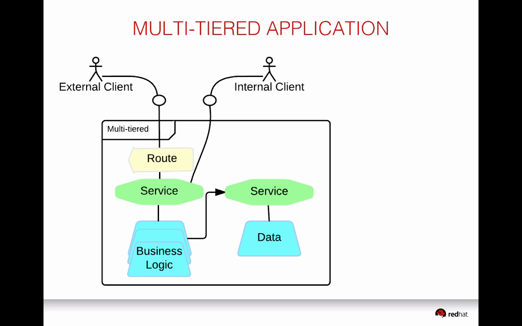And your business logic component has its own service that can be exposed to the internal clients, as well as if you want to expose it to the external clients, then you would go by the route. So this is how a multi-tiered application looks like, right? So when you group together a bunch of components and build a multi-tiered application, this is how it looks like.